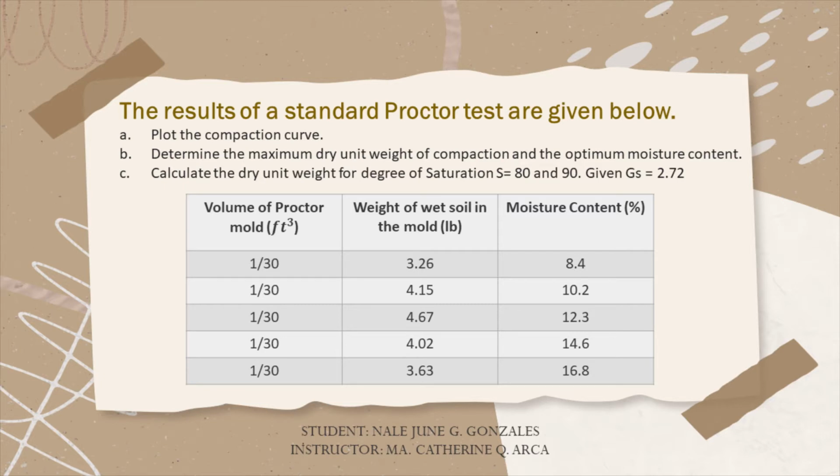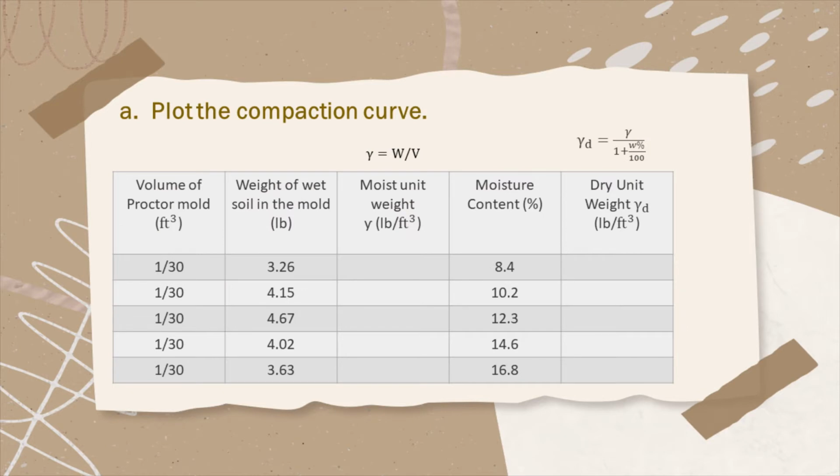So we are asked to plot the compaction curve and determine the maximum dry unit weight of the compaction and the optimum moisture content. And then we will calculate the dry unit weight for the degree of saturation S equal to 80% and 90%, given a specific gravity of solid equal to 2.72. So first is to plot the compaction curve.